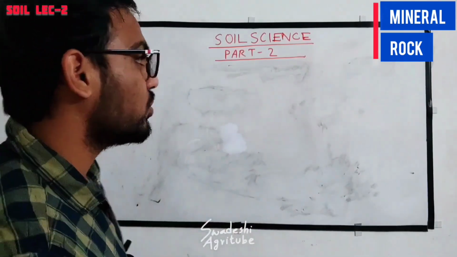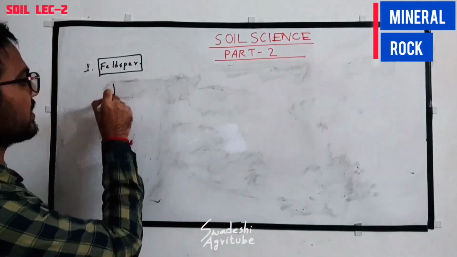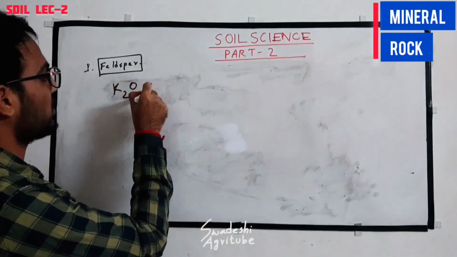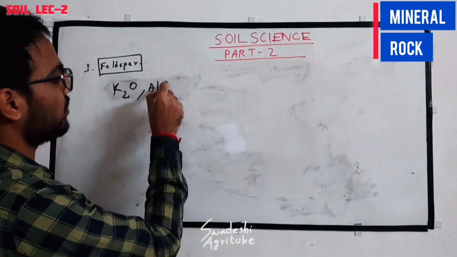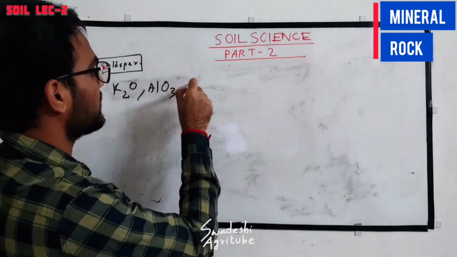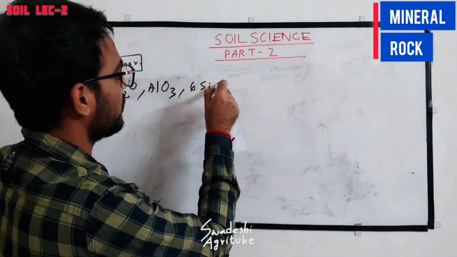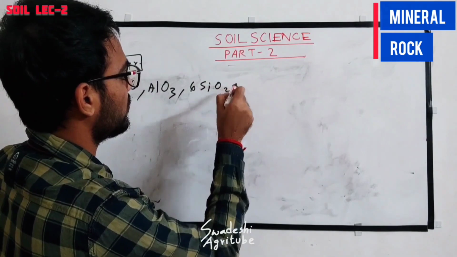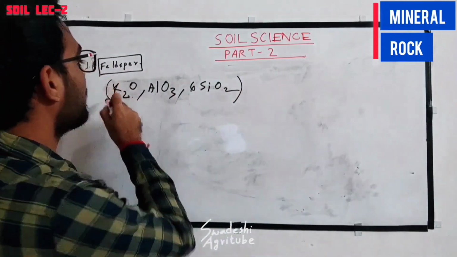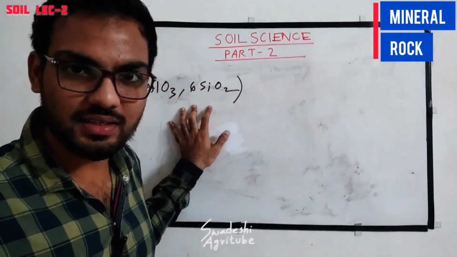What is the chemical formulation? It is K2O·Al2O3·6SiO2. This is the chemical formula, right? Now, how have I remembered this? I do it on a day-to-day basis.